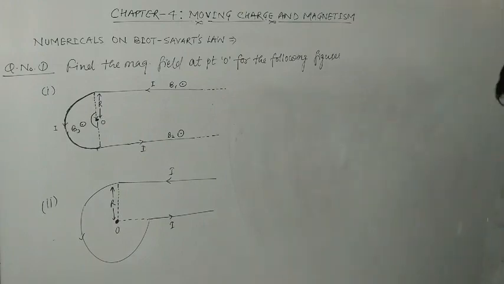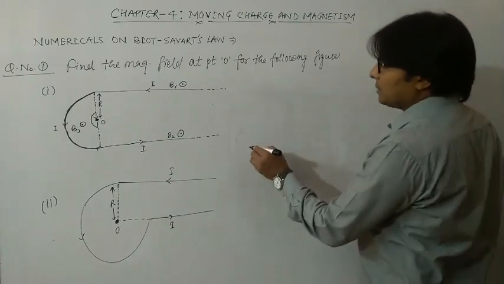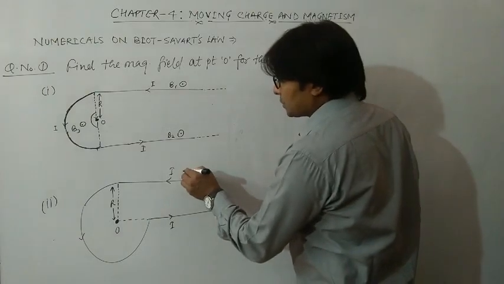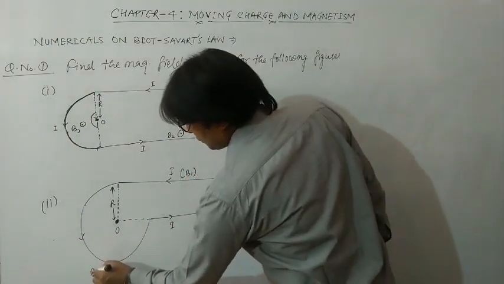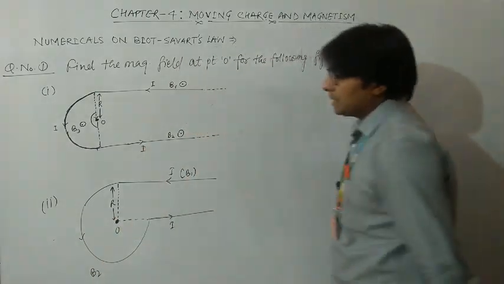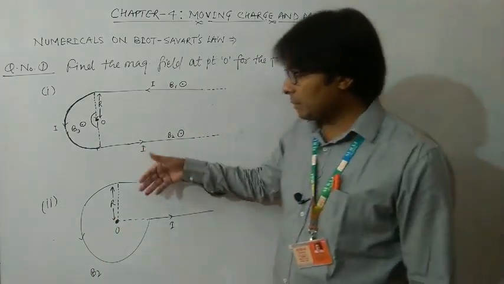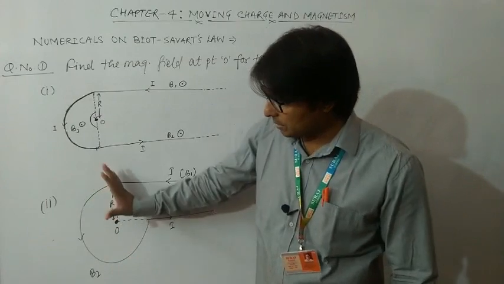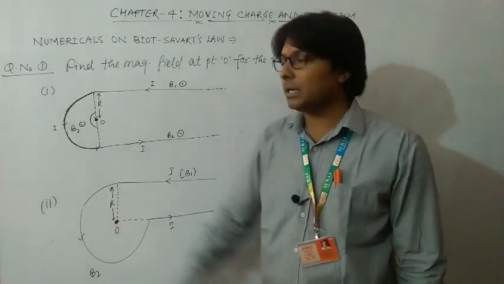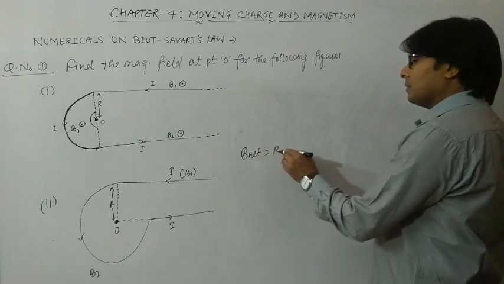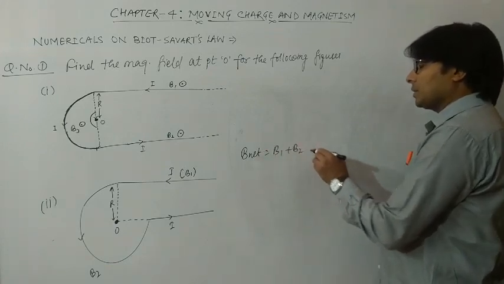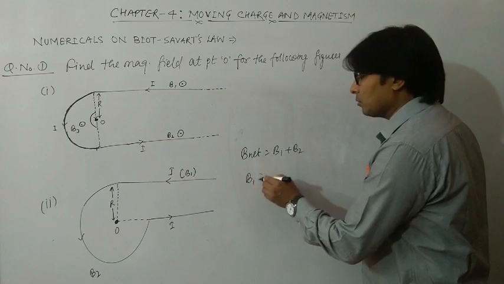So what will be the value of net magnetic field? It will be B1, suppose due to this part, and B2 due to this part. And the direction, let us check. Direction will be perpendicularly outward and also due to this perpendicularly outward. So net magnetic field will be B1 plus B2. And what is B1? B1 we have already discussed.